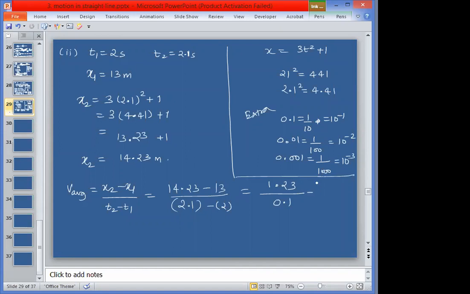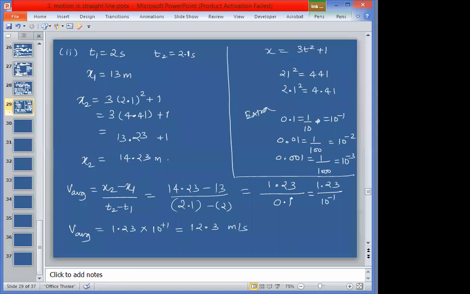So that will be equal to 1.23 upon 10 raised to minus 1. 0.1 means 10 raised to minus 1. That 10 raised to minus 1 will go in the numerator, so 10 raised to plus 1. Minus 1 goes to the numerator and becomes plus 1. 10 raised to plus 1 means 10. So multiply by 10, it is 12.3 meter per second. This is the average velocity for the interval of 0.1 second.